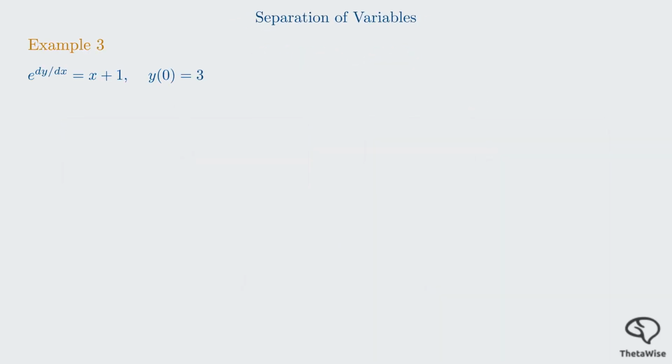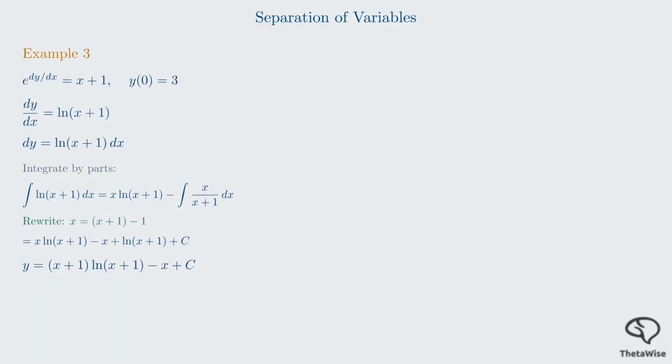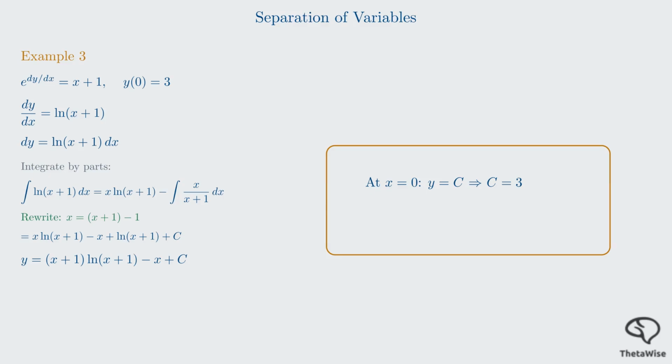Consider the notes example 3. The equation is e to the power dy by dx equals x plus 1, with y equal to 3 when x equals 0. Taking the natural logarithm gives dy by dx equals ln of (x plus 1), so dy equals ln(x plus 1) dx. Integrate by parts. The integral of ln(x plus 1) dx is x ln(x plus 1) minus the integral of x divided by (x plus 1) dx. Rewrite x as (x plus 1) minus 1. The result is x ln(x plus 1) minus x plus ln(x plus 1) plus c, or y equals (x plus 1) ln(x plus 1) minus x plus c. At x equals 0, y equals c, so c equals 3. The particular solution is y equals (x plus 1) ln(x plus 1) minus x plus 3.